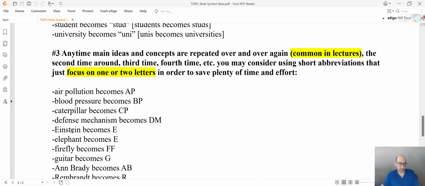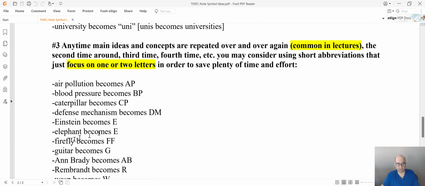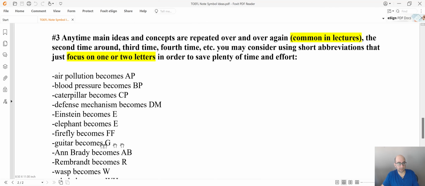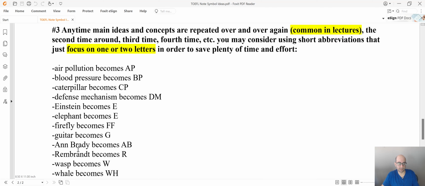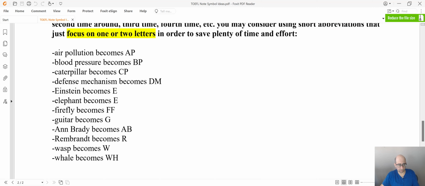Defense mechanism, DM, Einstein. So famous people, they could use them, you know, just put E. Elephant becomes E, firefly becomes FF. So yeah, I repeated the same letter in this one. Guitar becomes G, and Brady, let's say it's a famous writer or scientist, you know, you could write AB. First name and surname, last name, right? Rembrandt, the famous painter, if they are having some kind of discussion or lecture about him, you could write R. Wasp becomes W. Whale becomes WH. So yeah, I feel these are kind of appropriate for this kind of situation.